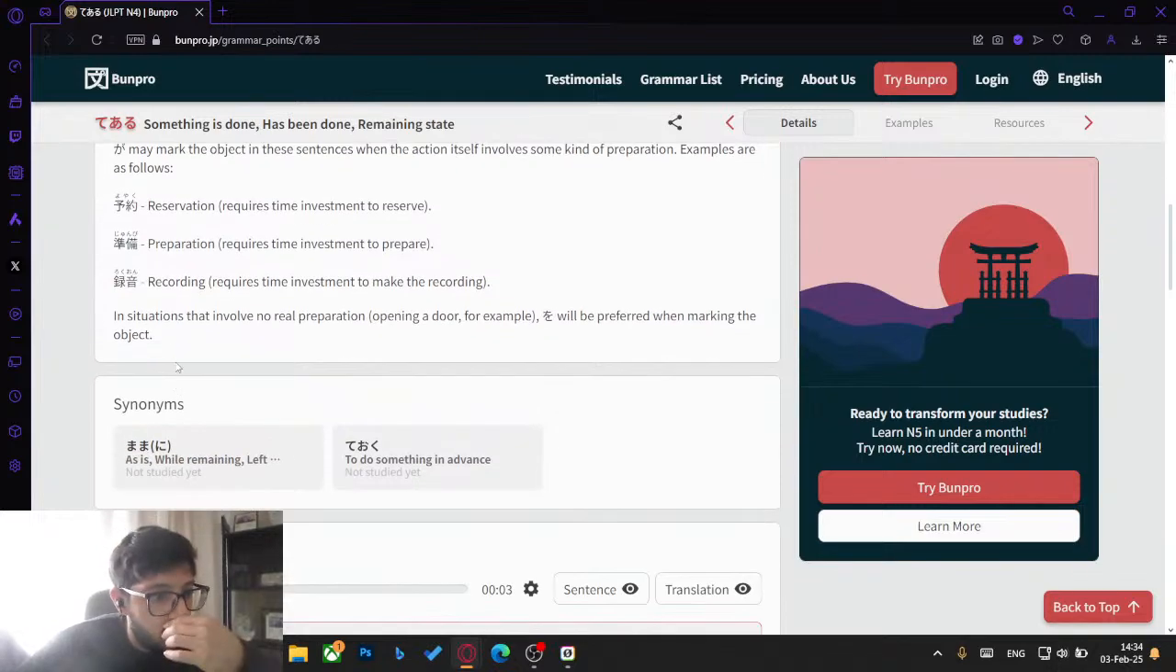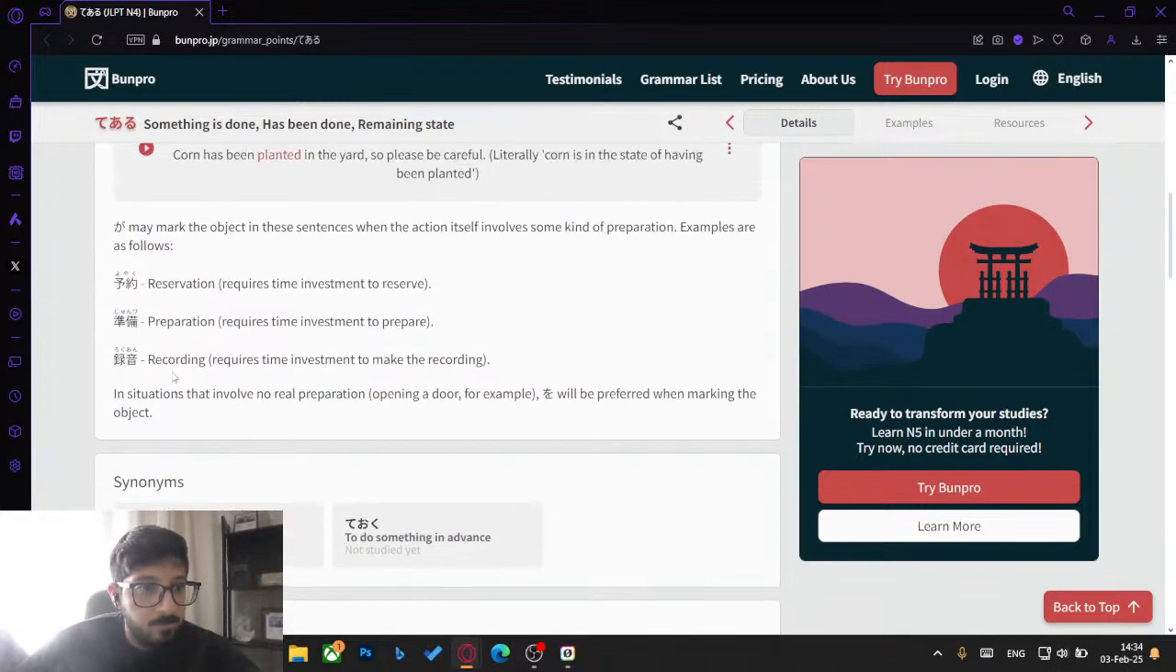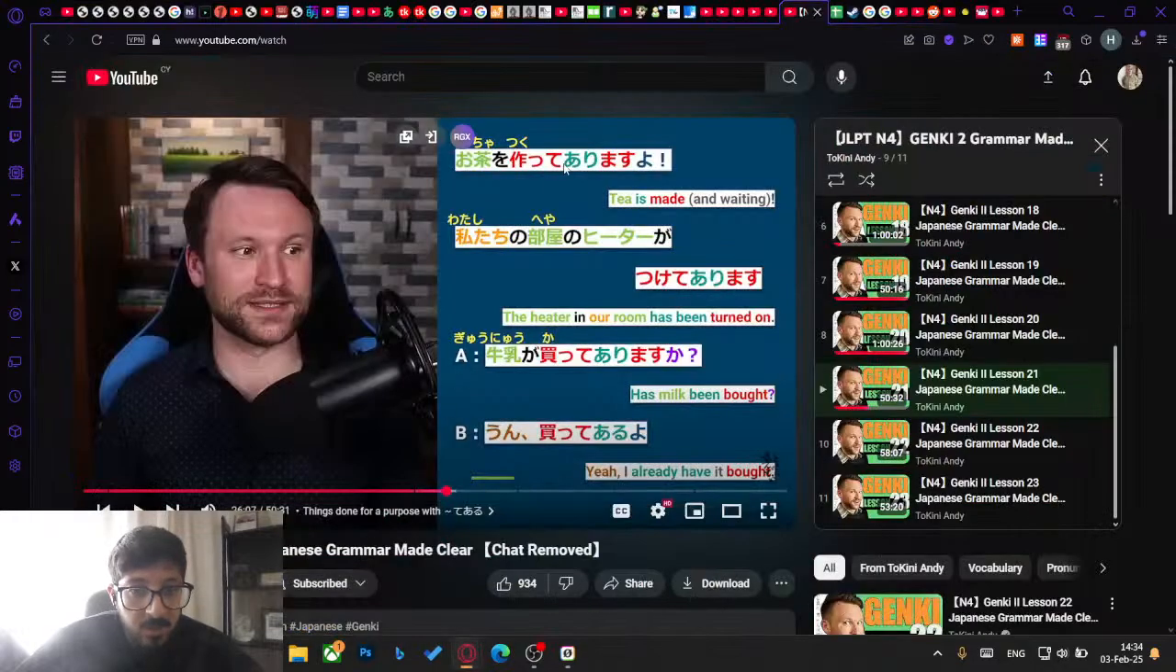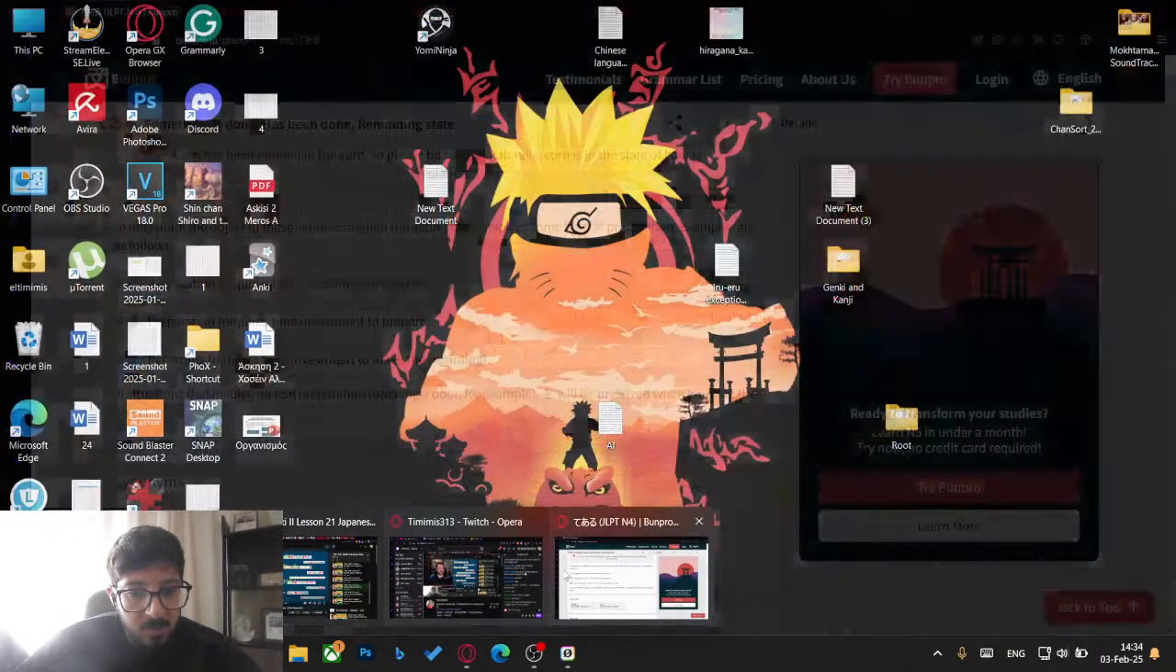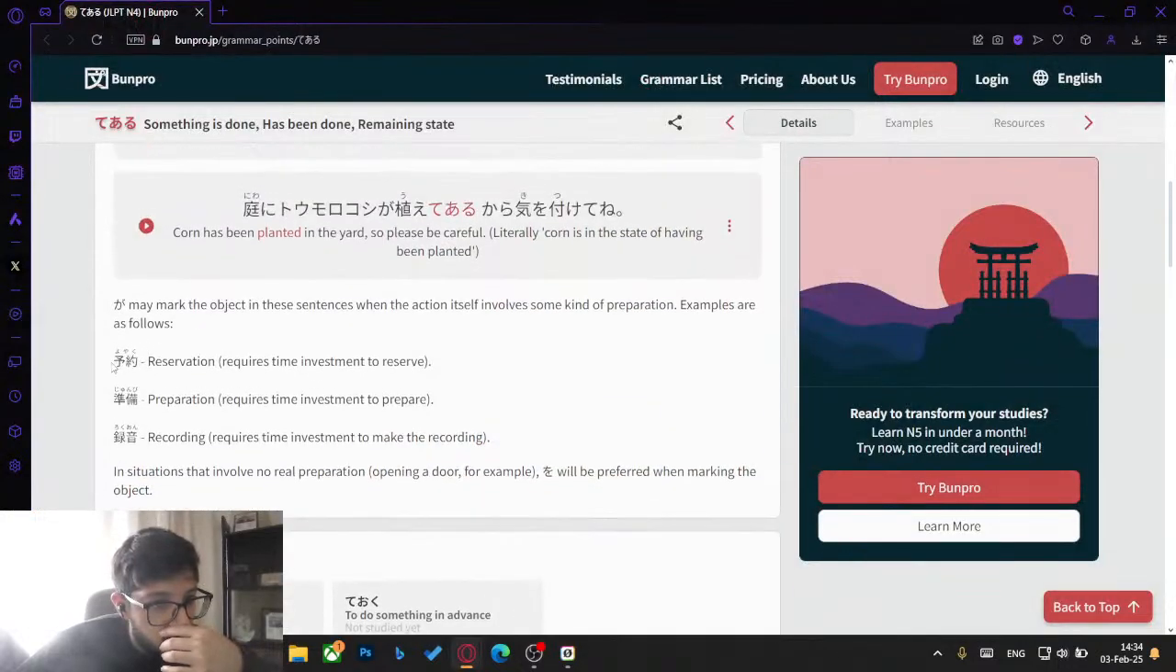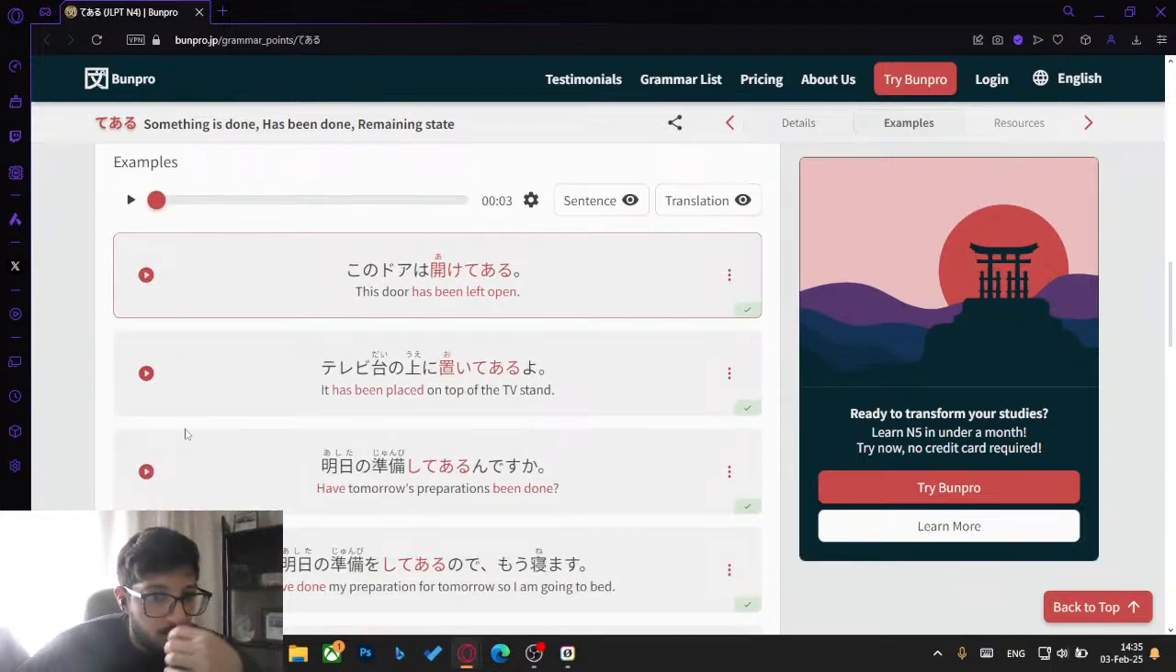Oh, okay, then dependent on the situation, both o and ga can be used. When action involves some kind of examples, I don't know, can you use ga with tsukutte? Here it says reservation yoyaku, junbi, and rokuon. Not sure, to be honest.